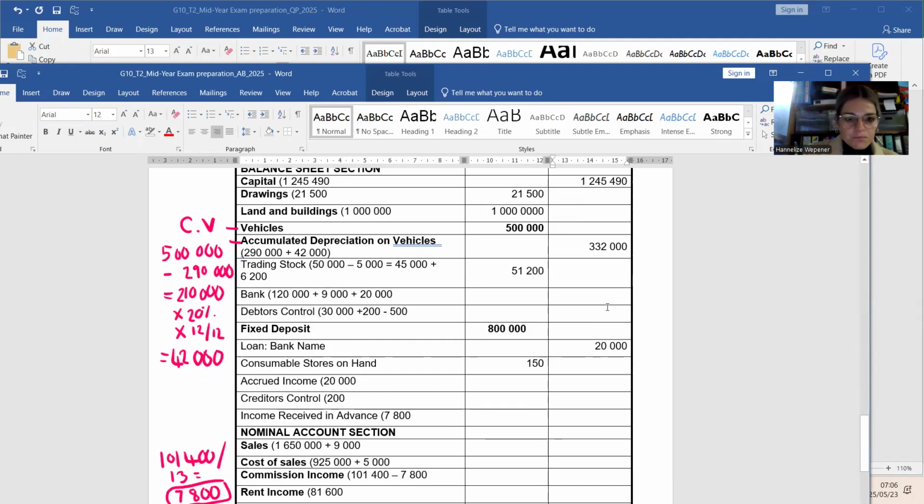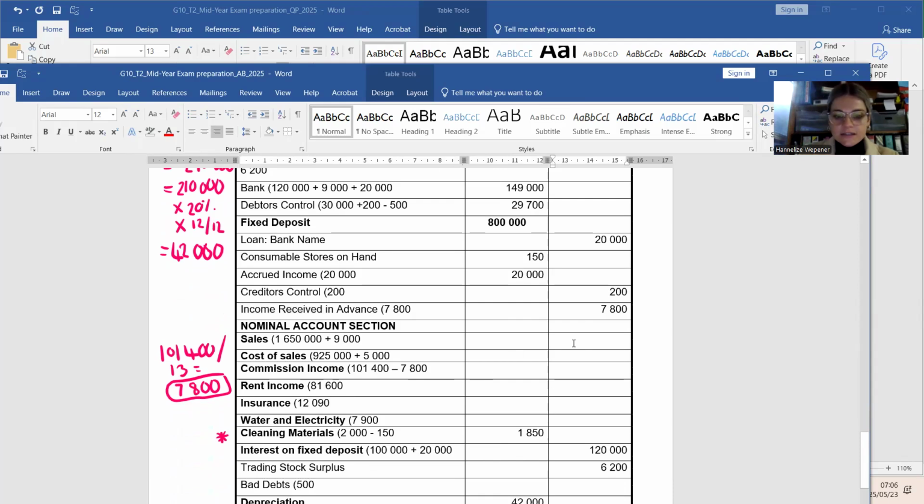There we go. Then your bank started on 120, then you added another 29,000, so 149. With your debtors, you started on 30,000 and then you added 200 Rand to that because of that debtor you reclassified as a creditor, and then you wrote off bad debts. Then your accrued income is an asset that is due to you. Credits is a controlling liability. Income received in advance is a liability, because remember, with income received in advance, you still need to do something in order for you to actually earn that money.